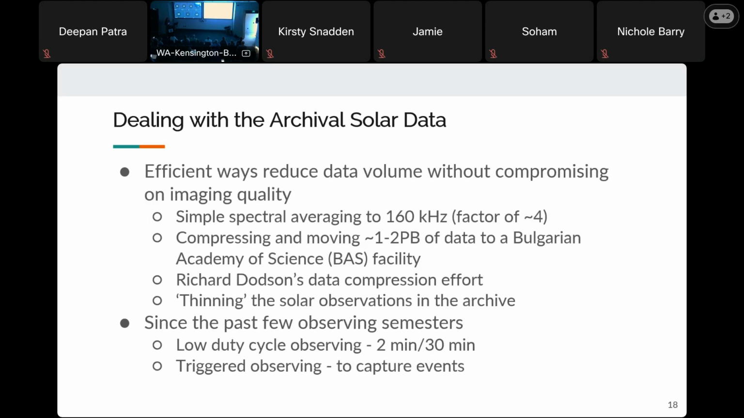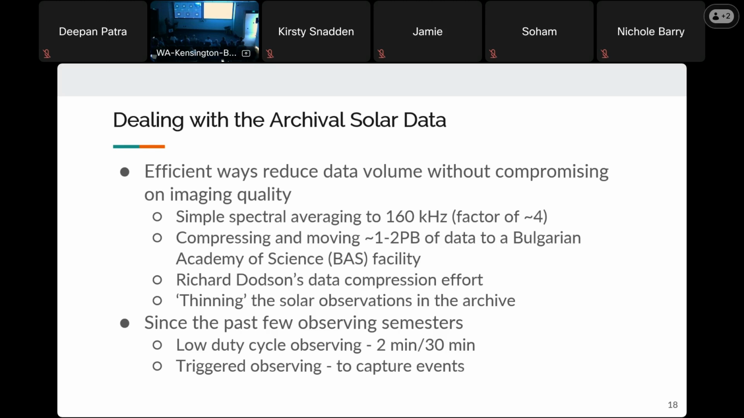Some of these are discussions which are already underway. Simply spectral averaging to 160 kilohertz gets you to 1/4 of your original volume. It's a lot of effort to take it out, do the averaging, and push it back into the archive, but that's one possible way. We are working with a colleague in Bulgaria to try to move some of the data there. And Richard Dodson had some thoughts about how you might compress, but I think it'll take some more time before we can go down that route.